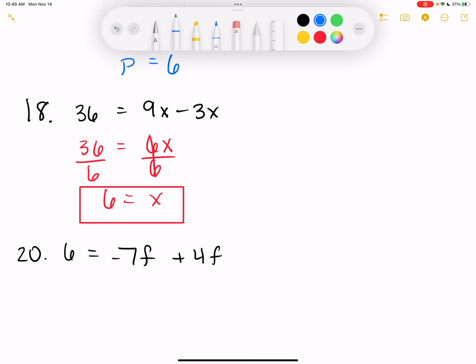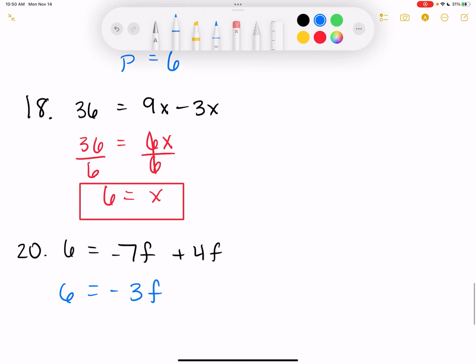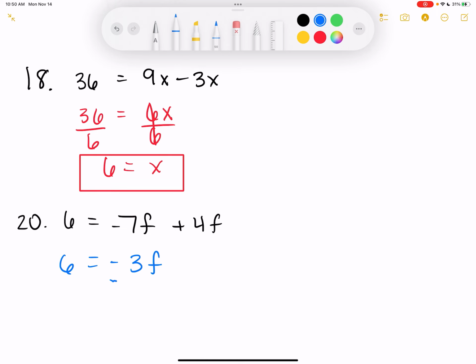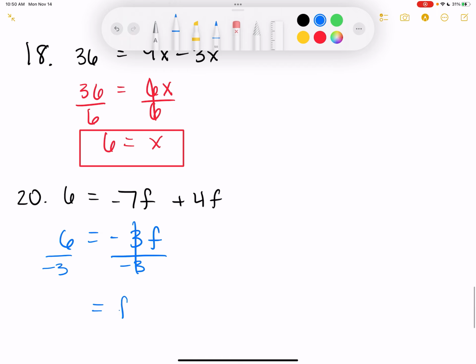So is that going to be negative, no, yes, negative 3f. I don't know why I said that. 3. So the 7 was bigger, and it was negative, so that's why it's negative. Yeah. So then what? Divide by negative 3 on each side. And then that's going to be negative 2. Yep. Okay.